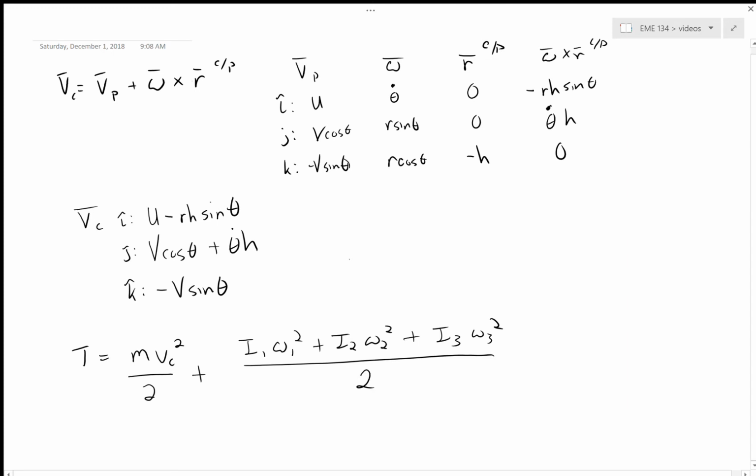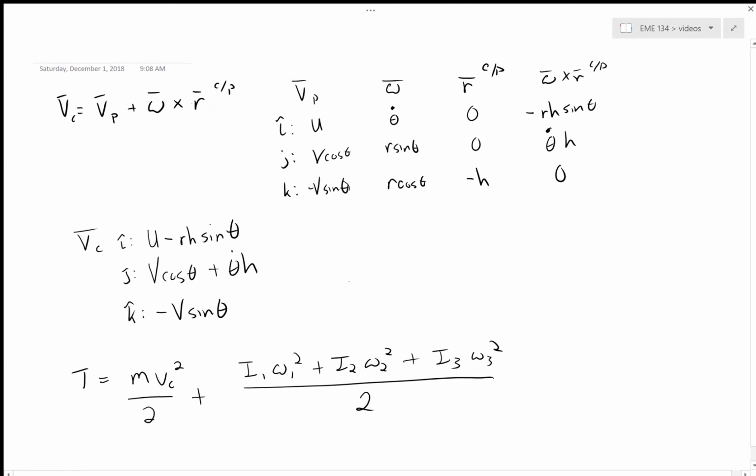Okay, so we left off last time after we had figured out the velocity of the center of mass of this bicycle motorcycle model, and I've written all of that back here. We were using the two-point theorem, and we started with point B, which is in the ground plane, and we added this omega cross R term.